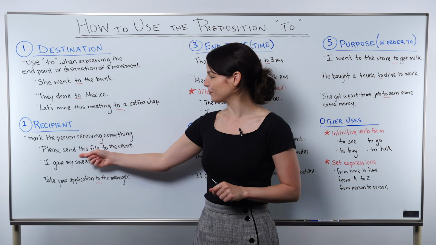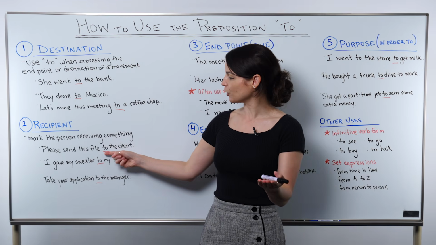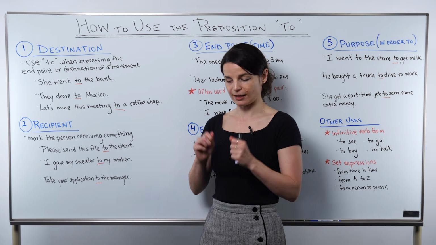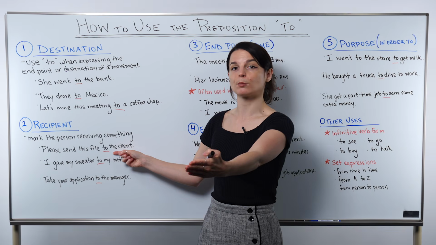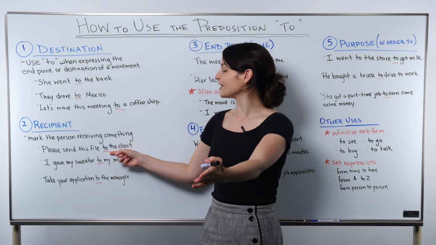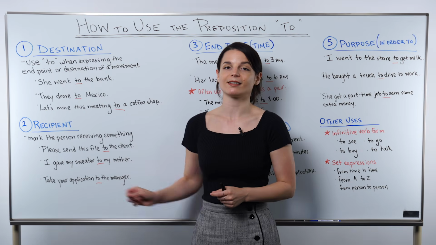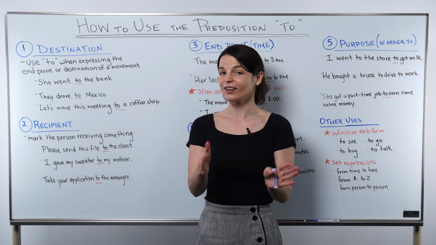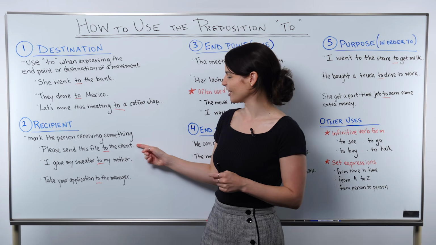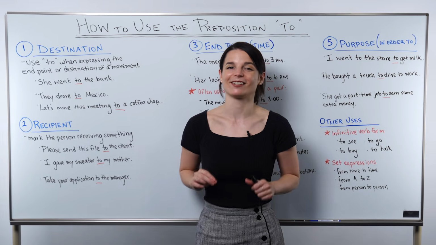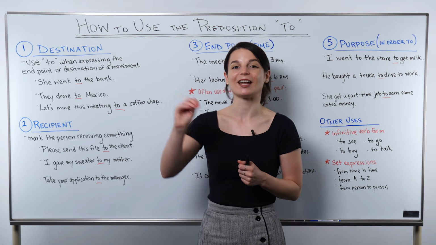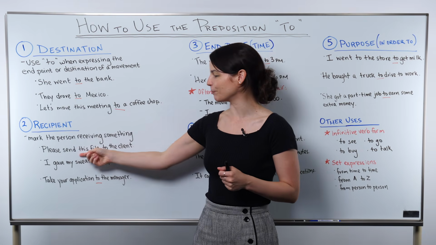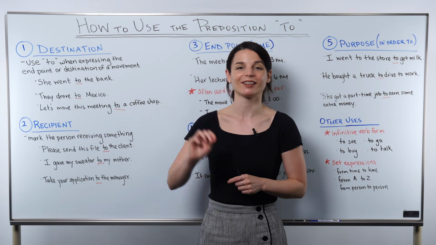Okay, first one. "Please send this file to the client." In this case, the client is the person or the group that is receiving the file. If it helps you, you can think of this person as the destination for something. It has kind of the same feel. That's the end point or the end person for the item. So, please send this file to the client.